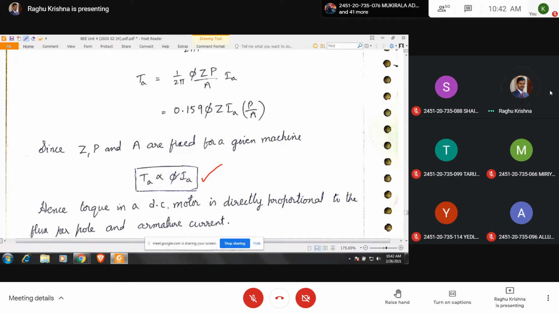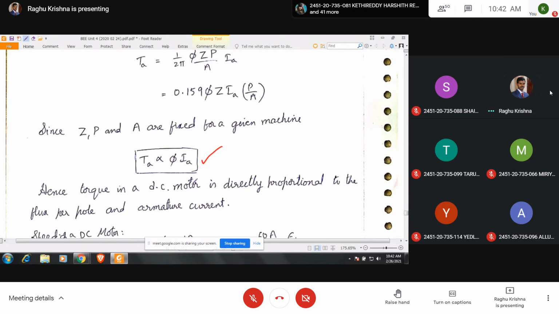What is flux? Magnetic flux, magnetic field. So phi is the flux per pole, and IA is the current flowing through the armature conductor, or simply armature current. All the armature conductors are connected in series and parallel so as to increase the voltage and current. So IA is the total armature current, and phi is the flux per pole. So torque is proportional to flux into IA. This is a very important equation. You can write down in your running notes: torque is proportional to flux into IA.